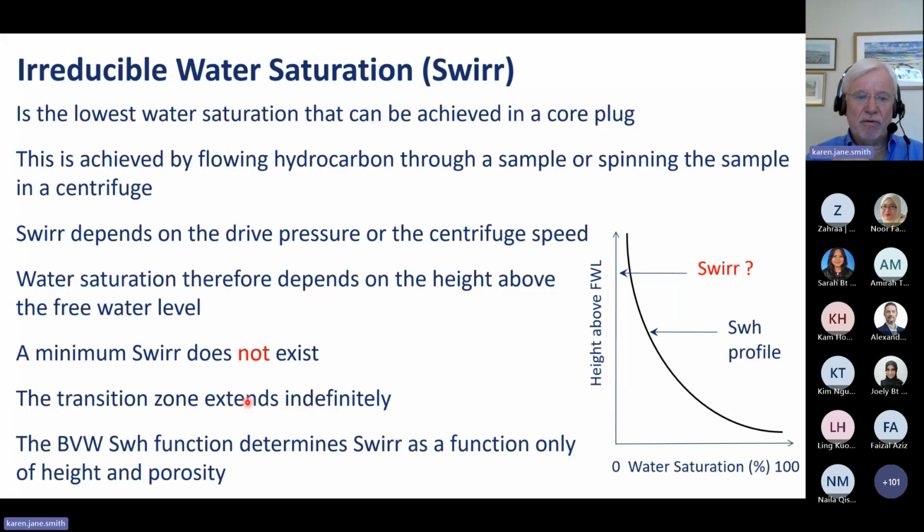I want to just show you a couple more slides before we go to questions. I want to tell you about the irreducible water saturation, which we forget about. This is the lowest water saturation that can be achieved in a core plug. It is usually achieved by flowing hydrocarbon through a sample or spinning the sample in a centrifuge. So the SW irreducible actually depends upon the dry pressure or the centrifuge speed. The water saturation therefore depends upon the height above the free water level. There is no minimum water saturation. There is no SW irreducible. So we can forget about that.